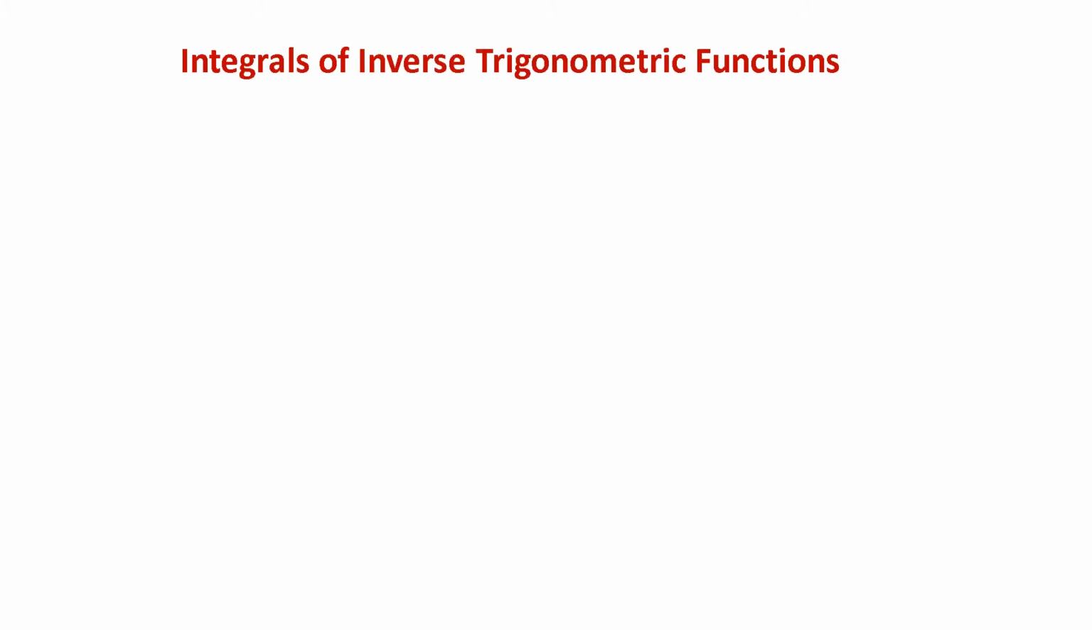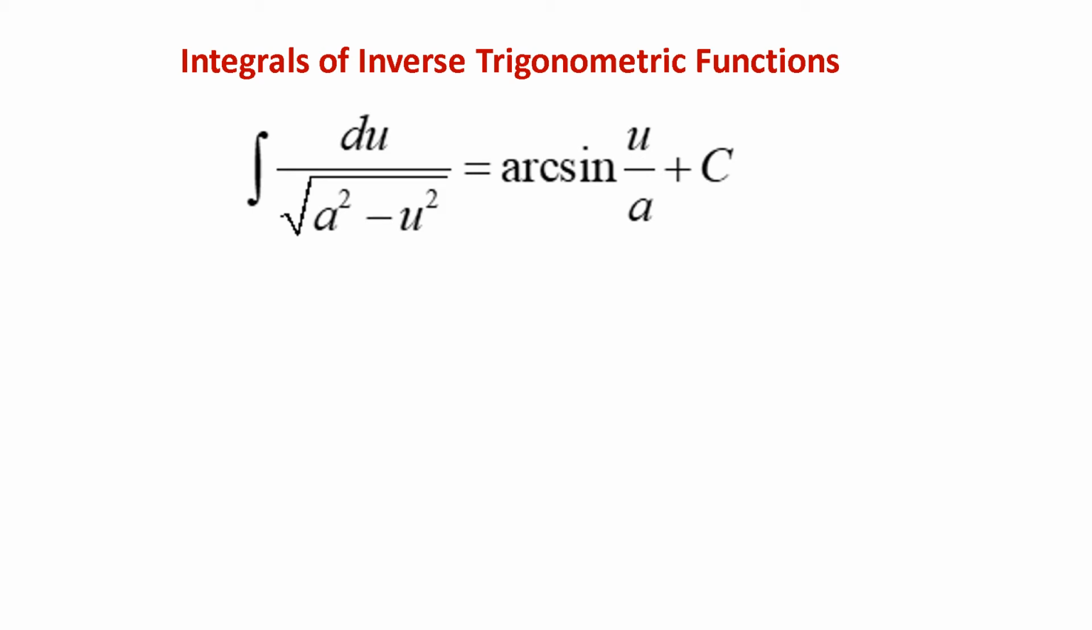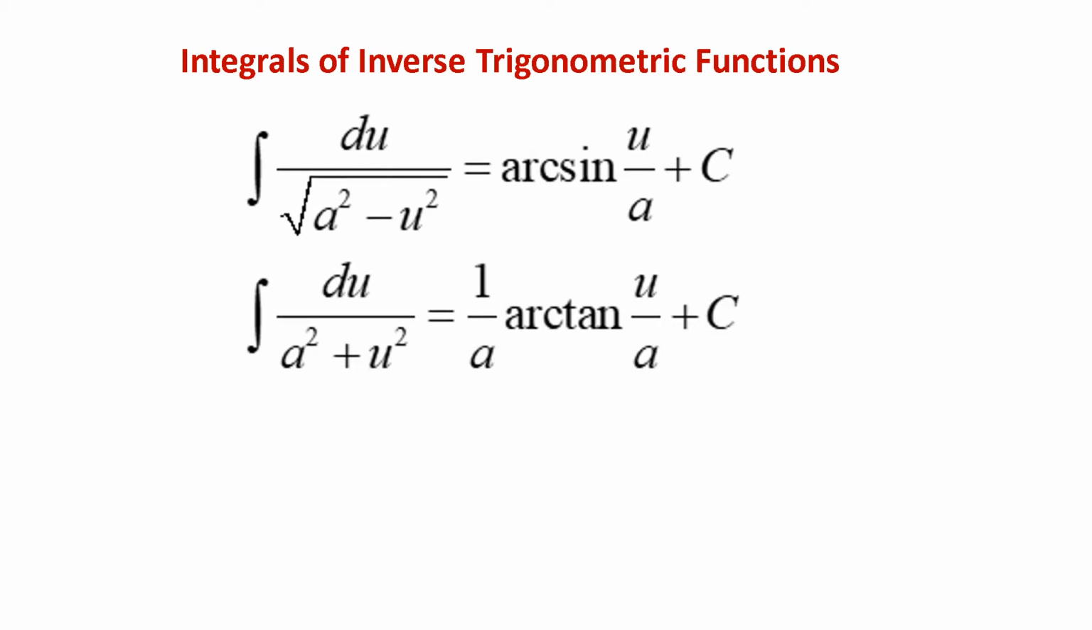Before we discuss examples of integration by substitution, let me give you the integrals of inverse trigonometric functions. The integral of du all over the square root of a squared minus u squared is equivalent to the arcsine of u over a plus c. The integral of du all over a squared plus u squared is equal to 1 over a arctangent of u all over a plus c.